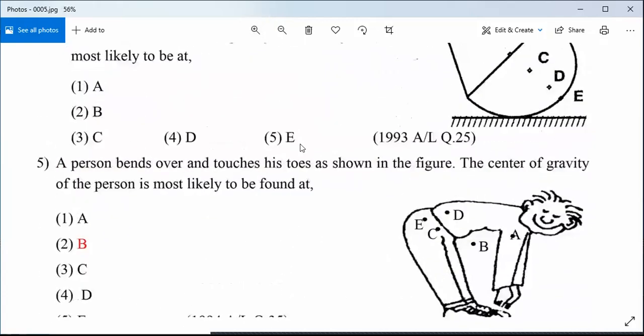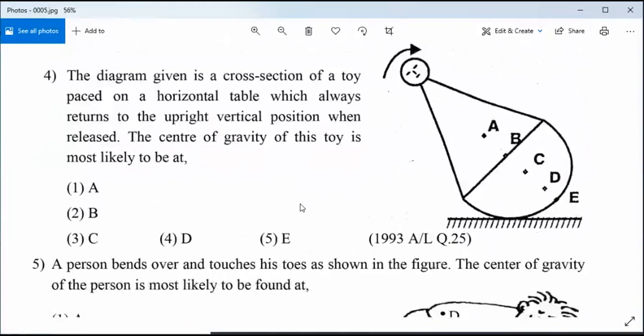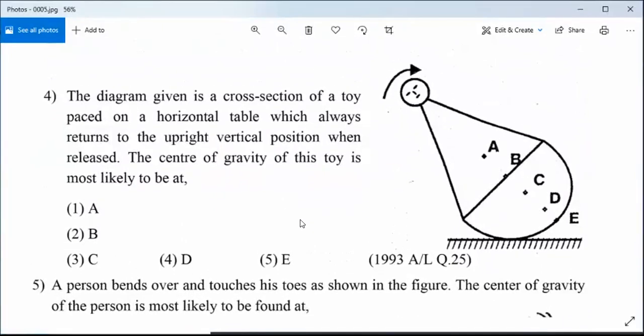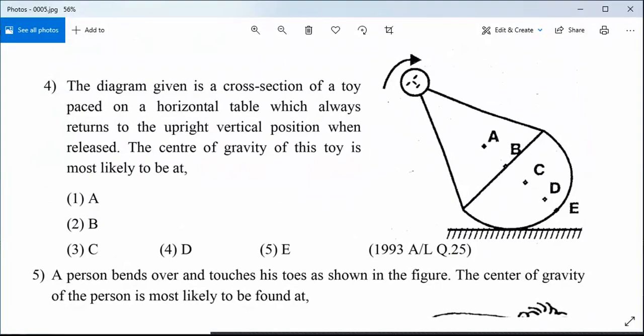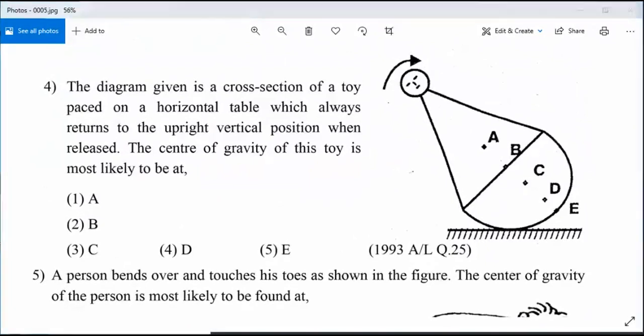Question number 4. Can somebody unmute the mic and read question number 4? Somebody read it.